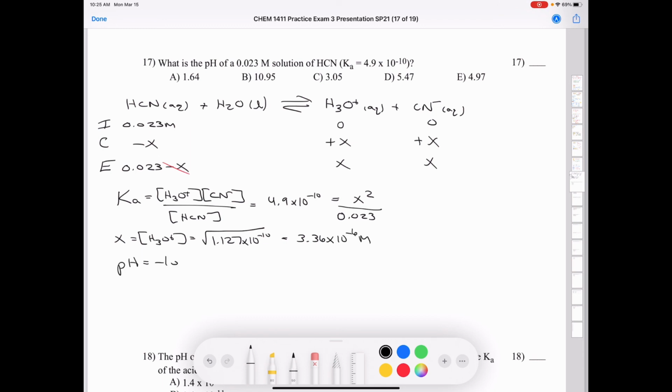pH is equal to the negative log of that concentration. Again, I know I'm carrying an extra sig fig, but I will round at the end, and I get that my pH, which should only have 2 decimal places since I've given 2 sig figs in my concentration and 2 sig figs in my Ka, I get that my pH is equal to 5.47, which is D.